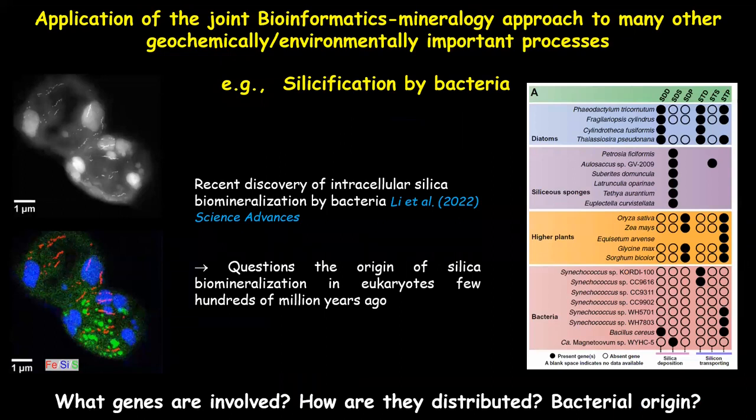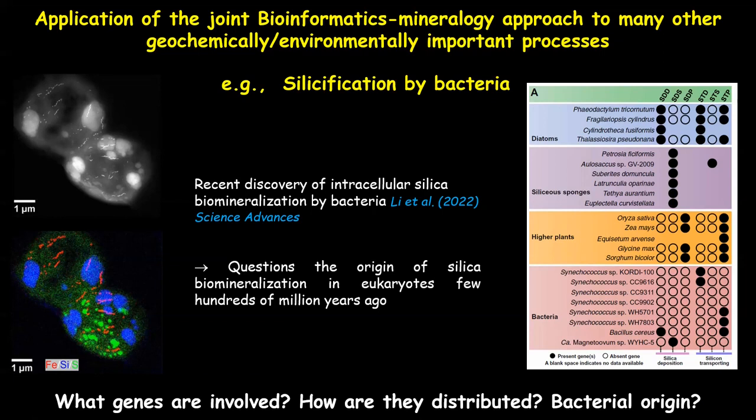I'll finish there. So, okay. There are many other topics that now we would like to address in the future, using this same approach because it's super powerful. One, for example, is that recently there was the discovery of some bacteria forming silica, and it looks like they might have specific genes involved in silica precipitation. This is very interesting because of silica biomineralization.